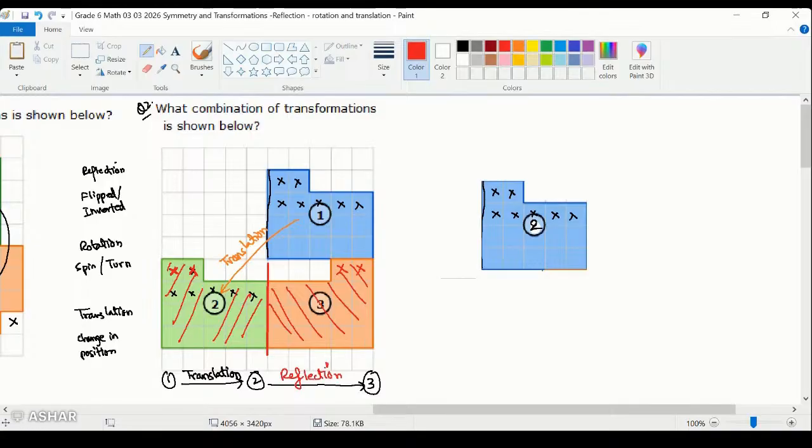By keeping this information in our mind, right? If we can remember this information, we can find the answers. So shape number 1 was translated to shape number 2, and from shape number 2 to shape number 3, reflection was done.